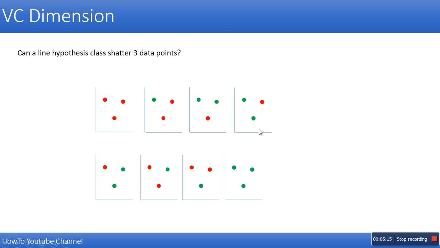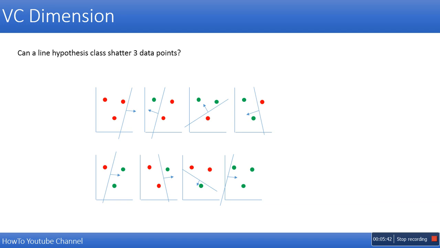So in the case of three data points, there are eight possible ways in which these three data points can be classified. Can you draw a line which can separate green from red? We can easily draw it in this case. This can be done easily. So for every case, we can draw a line which can separate one class from another.